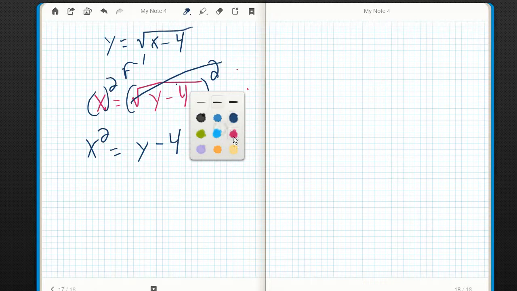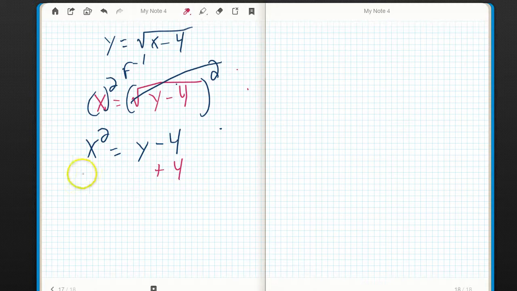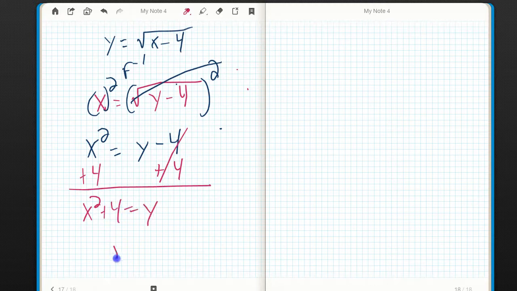Now you have to get rid of the minus 4. The opposite of minus 4 is a plus 4. You do what you do to one side, you do to the other. So x squared plus 4 is equal to y. This is our inverse.